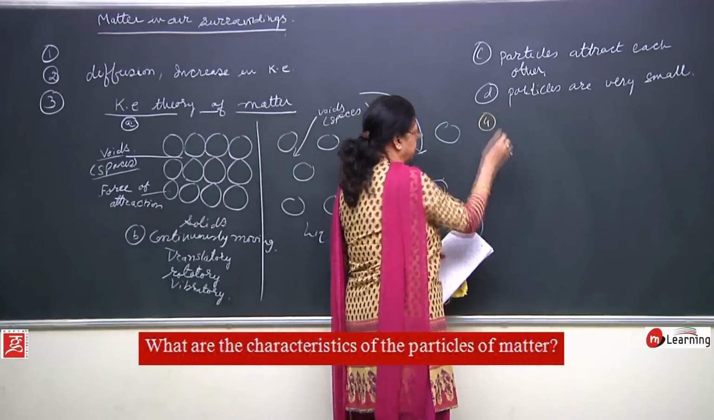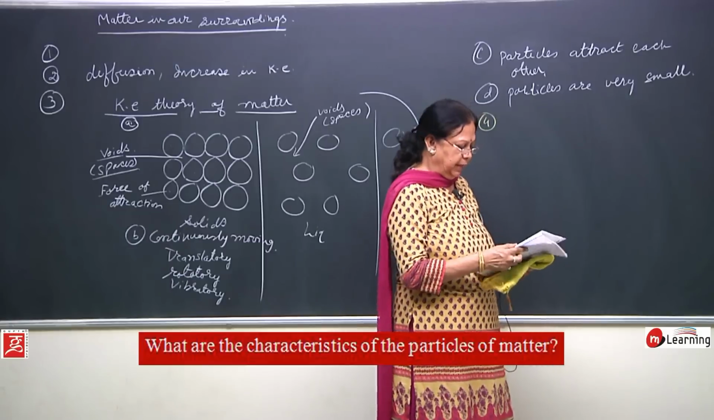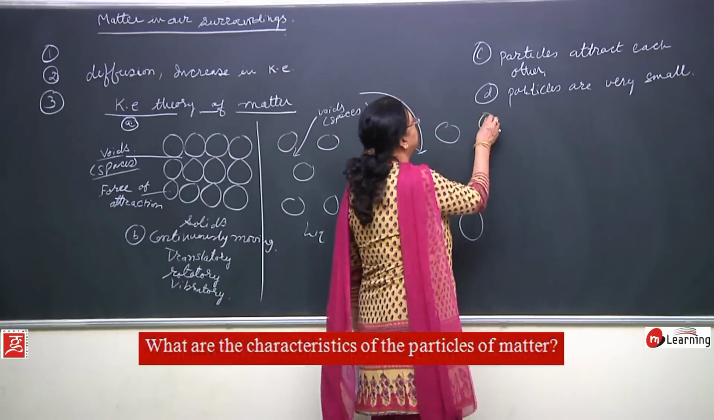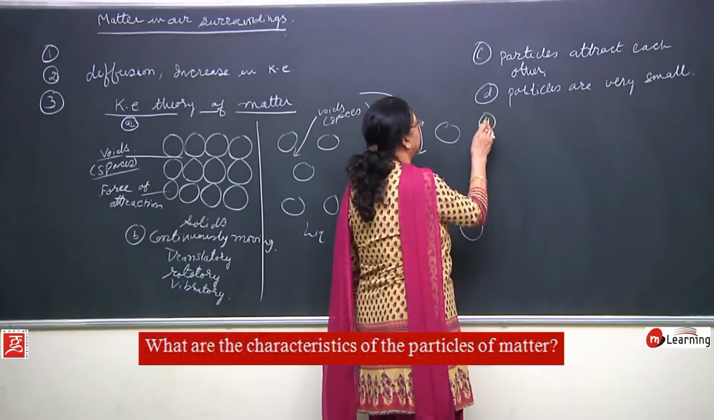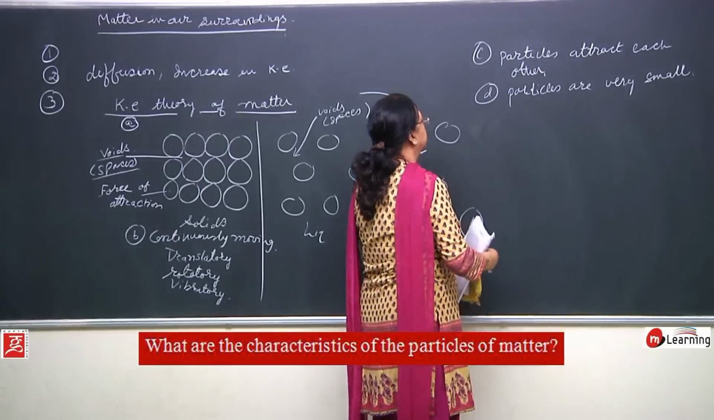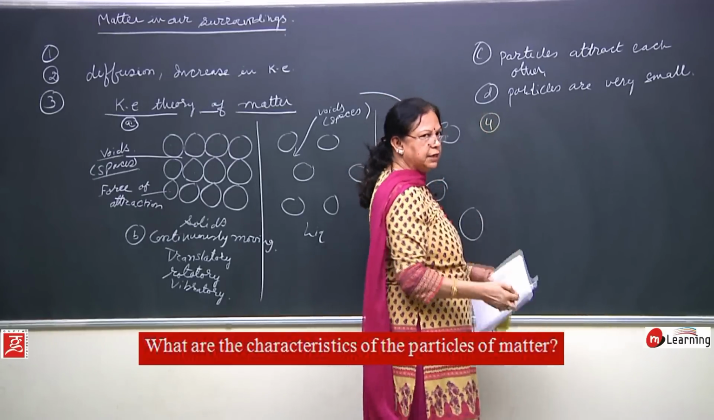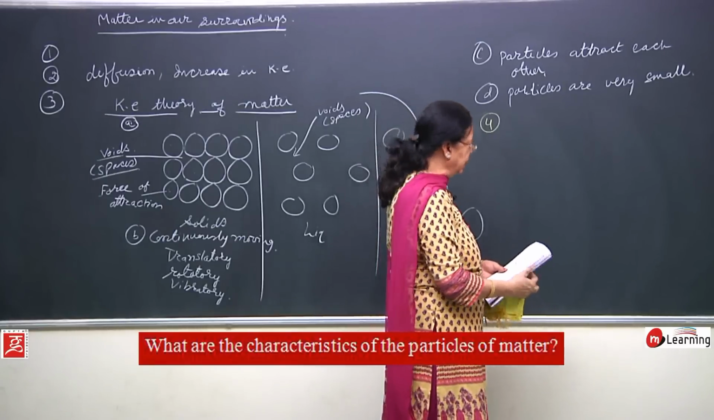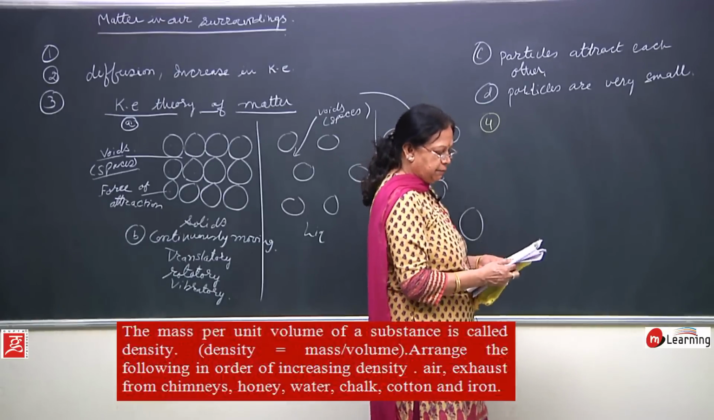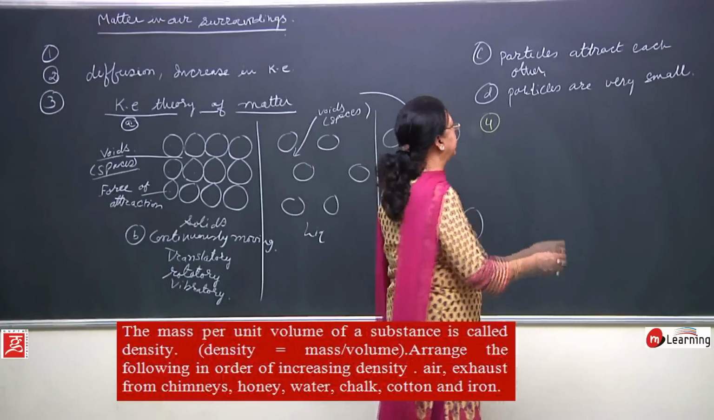Now the next problem which we are going to discuss is: arrange the following in order of increasing density. This is the fourth problem given in your study material, and it is based on the NCERT book. All these problems are given in your NCERT book, but in your study material the serial number is 4, and the problem is, arrange the following in order of increasing density.